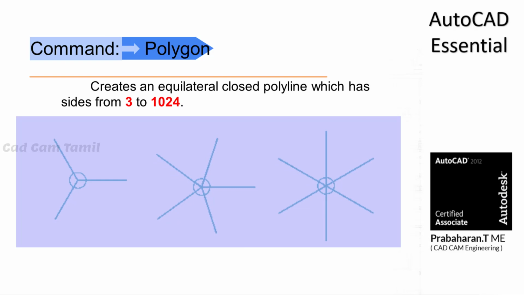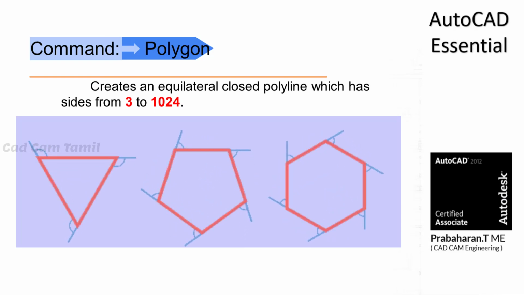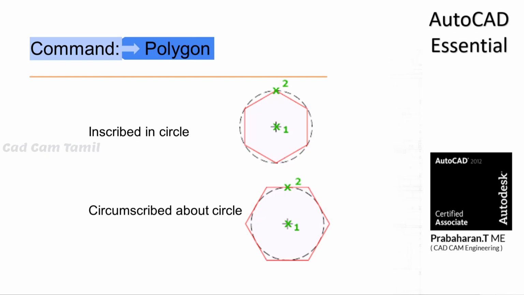In AutoCAD, we are going to use this circular method. Another one is called the edge method. By default in AutoCAD, the polygon command has a circular method. We are going to draw a polygon using the circle as a base. That means we are going to construct the polygon in two ways. One is inscribed in circle, another is circumscribed about the circle. That means we can draw a polygon which fits inside the circle or which fits outside the circle.